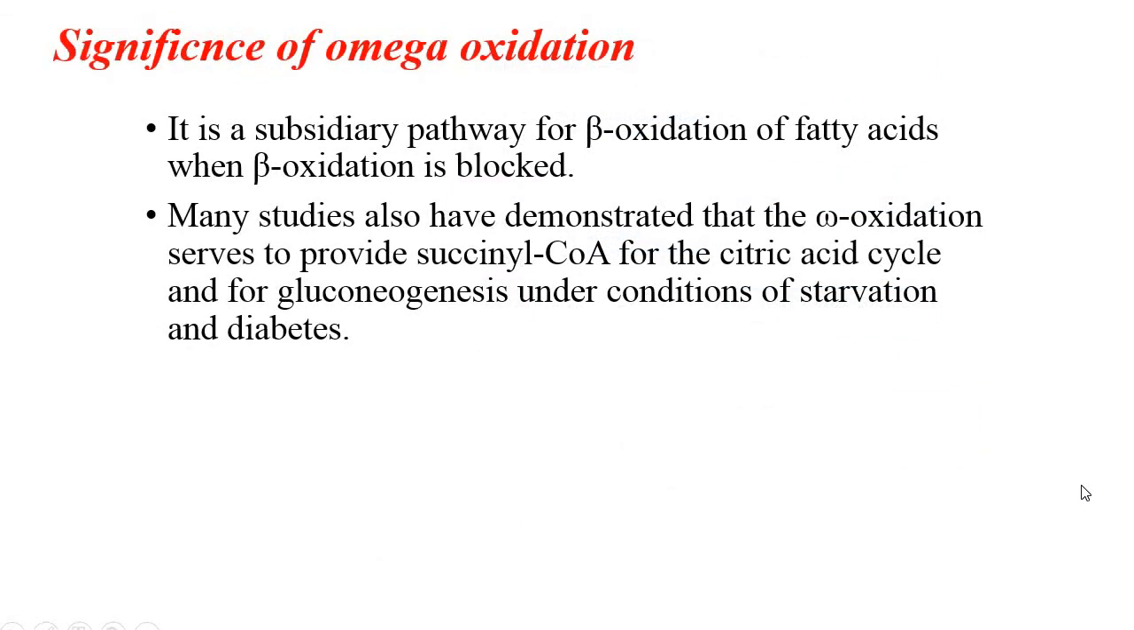Now coming to the significance of omega oxidation, it is a subsidiary pathway for the beta oxidation of fatty acids when beta oxidation is blocked. Many studies have also demonstrated that omega oxidation serves to provide succinyl coenzyme A for the citric acid cycle and for gluconeogenesis under the conditions of starvation and diabetes. So this is all about omega oxidation.